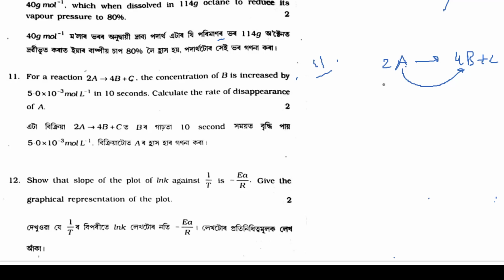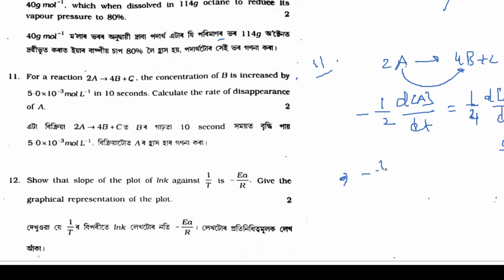For the reactants, we always put a minus sign, and since there is a 2, it will be minus 1/2 dA by dt. This is the rate of disappearance. This is the product part, so a positive sign always comes. 1/4, since it is 4, you take the reciprocal, dB by dt, is equal to dC by dt, because 1/1 is ultimately 1. Now you have the value of dA by dt.